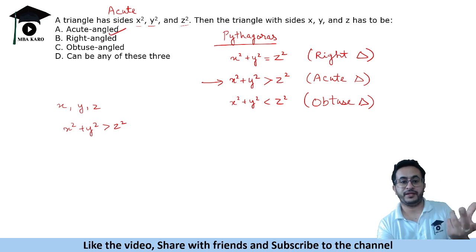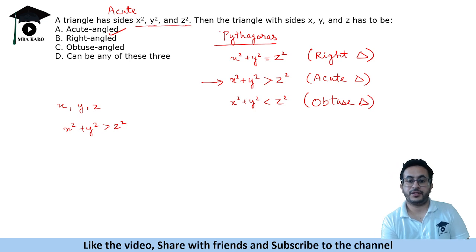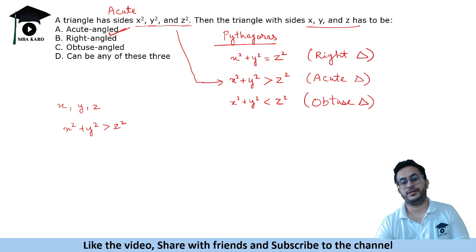Okay, so we are given one triangle, that is x square, y square and z square. So the triangle should satisfy this case, and if we apply Pythagoras theorem to this triangle, we know the result that x square plus y square is greater than z square. Hence this given triangle has to be an acute angle triangle.